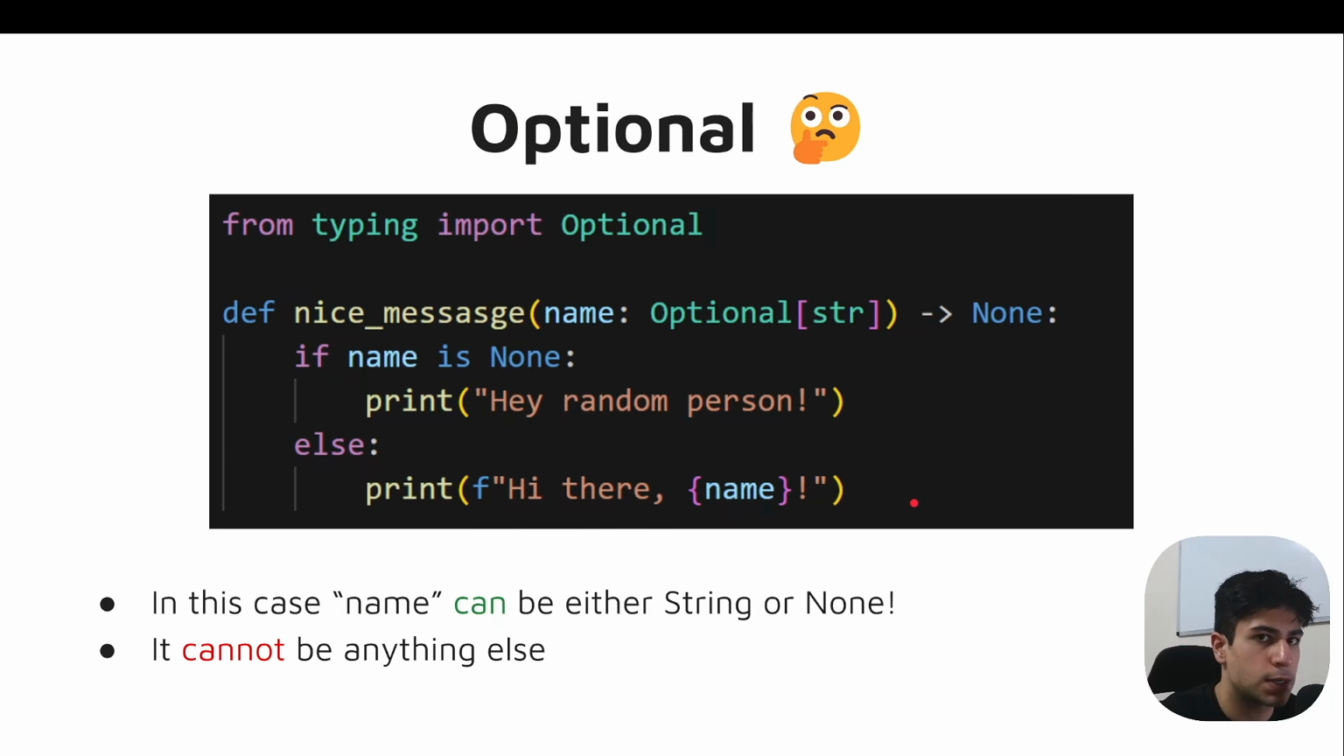Because I've used Optional, it says that the name parameter could either be a string or a None value. If I pass in nothing, it will go into this if statement and say, "Hey, random person." But it's also important to emphasize that it cannot be anything else. It can't be an integer or a boolean or a float or anything like that. It has to be either a string or a None value, because that's what I've defined here.